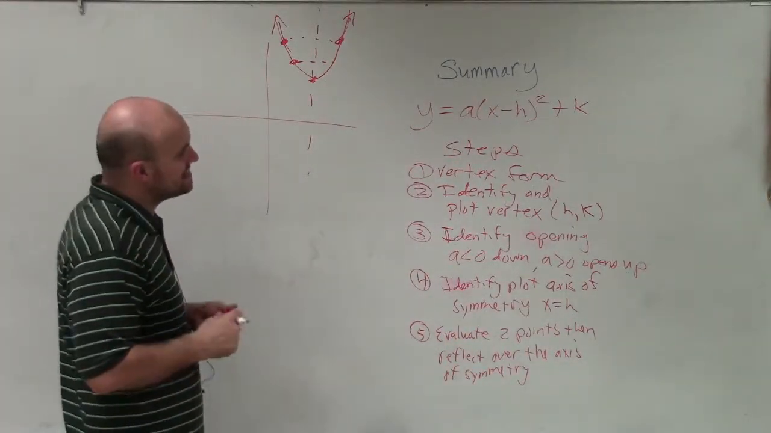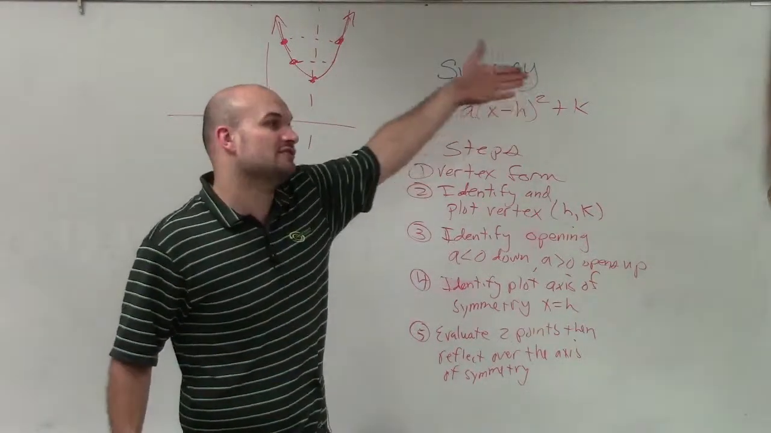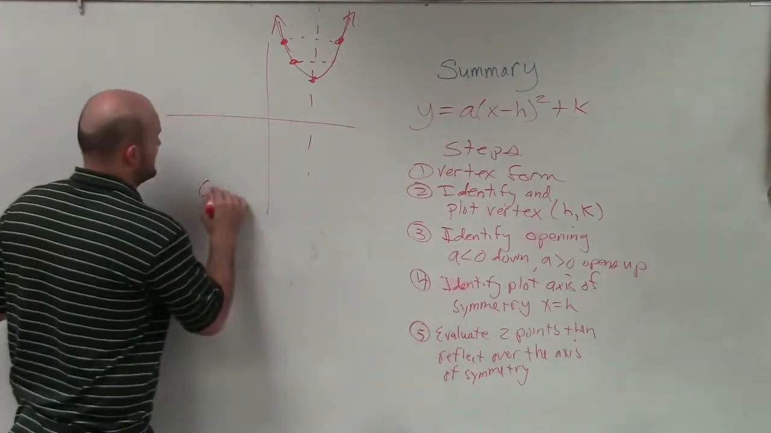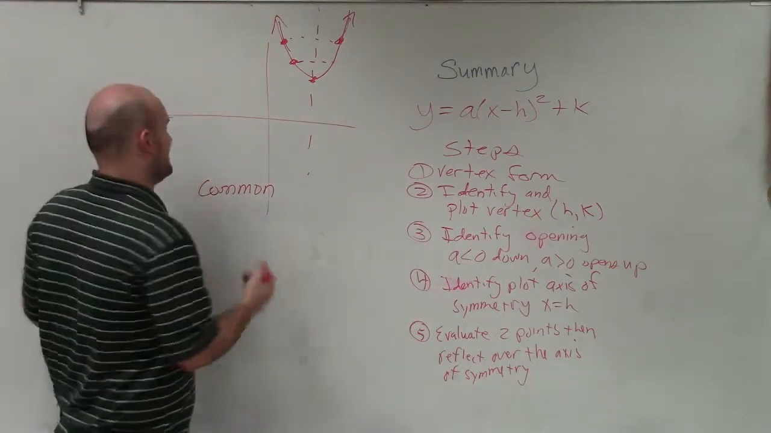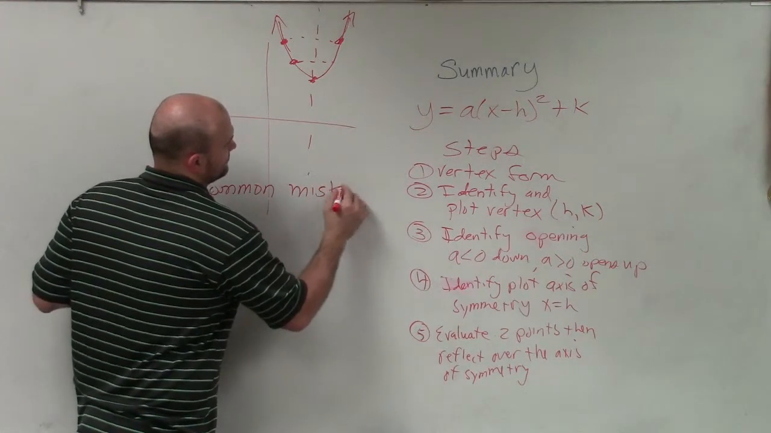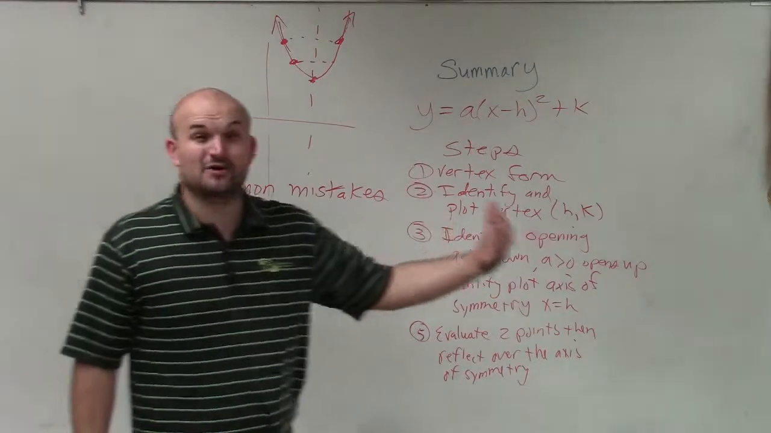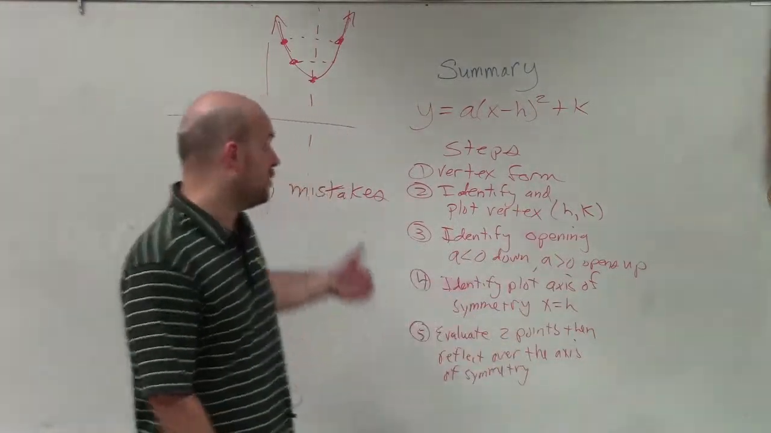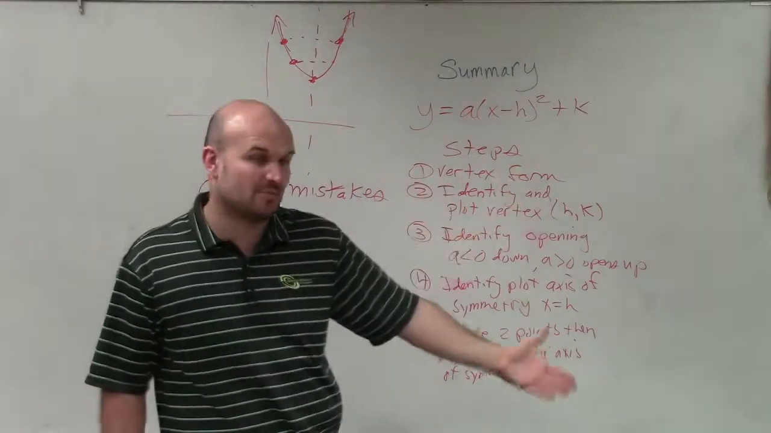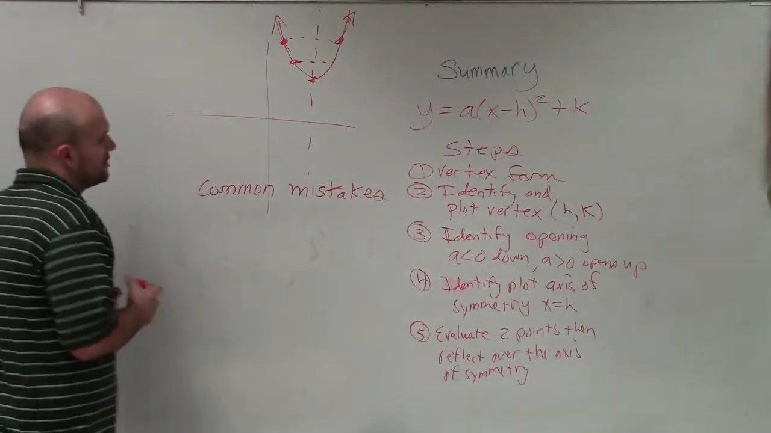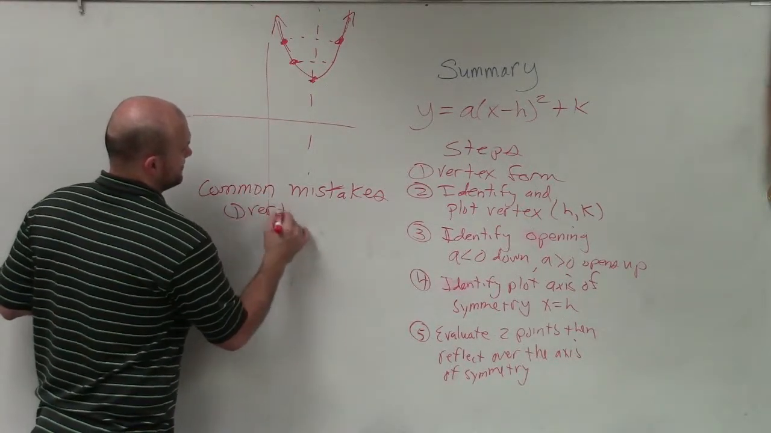The last thing is some common mistakes that I see with students. The big thing as far as finding the vertex is wrongly being able to identify the vertex. Everything else is either not knowing how to plot points, or not getting the shape of it, or not knowing how to evaluate points. But the main common mistake that I see is being able to do the vertex.